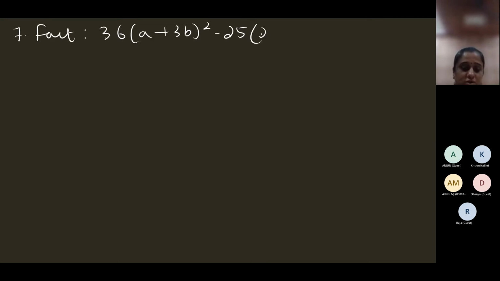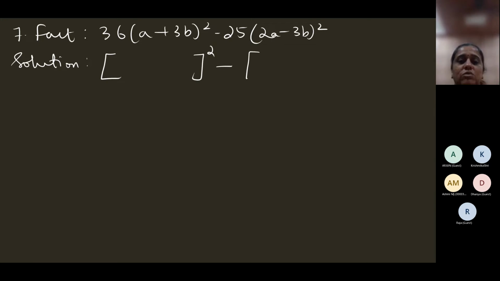So this is the question I gave you, the 7th one: factorize 36 into A plus 3B the whole square minus 25 into 2A minus 3B the whole square. You must first present it in the form x square minus y square. So how do we do that? You should present it as something the whole square minus something the whole square: x square minus y square.